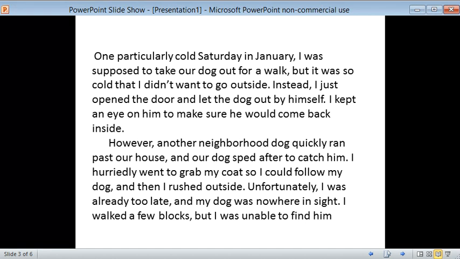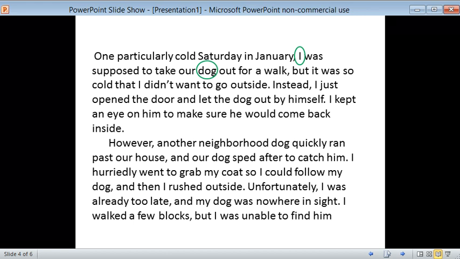So the first thing that we're going to do is what we've been practicing on our homework. We're going to circle the characters and box the words that describe the setting. So the characters of our story are the narrator, we don't know the person's name, but I, and the dog that ran away.